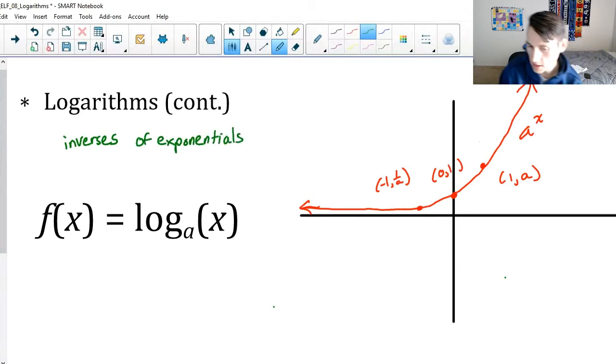So if we think back to whenever we talked about inverses, and you guys did this on a performance task actually, how do we graph an inverse? Well, we just take the points and flip them, right? So instead of 0, 1, I have the point 1, 0. Instead of the point 1, a, I'll have the point a, 1. And instead of the point negative 1, 1 over a, I'll have the point 1 over a, negative 1.